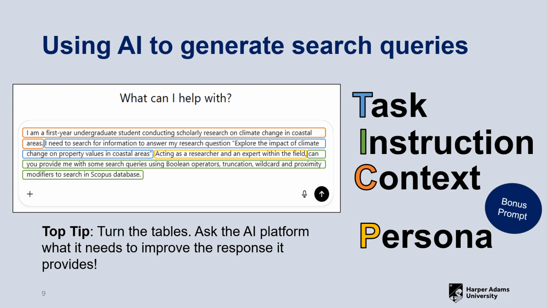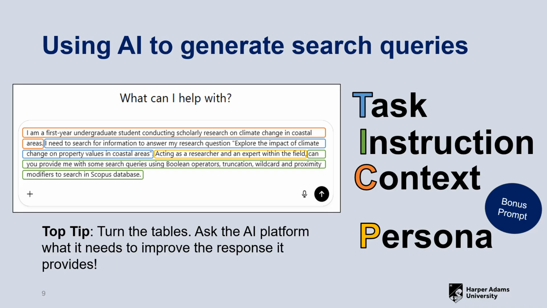If you're not getting the search queries you need, or if they're not quite hitting the mark, ask the AI platform directly: what additional information do you need to improve the response you provide? This approach essentially makes the AI your collaborator in refining the prompt.